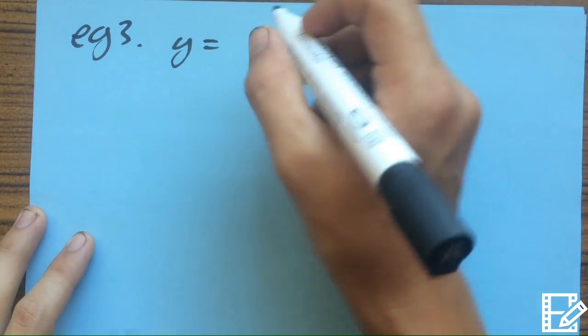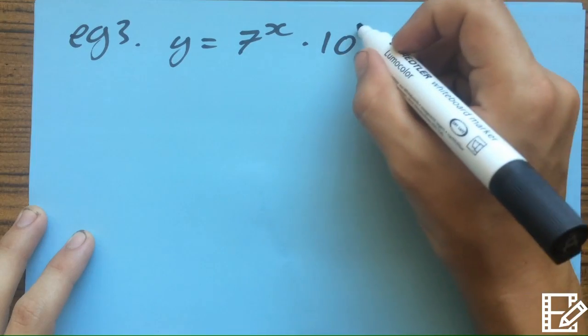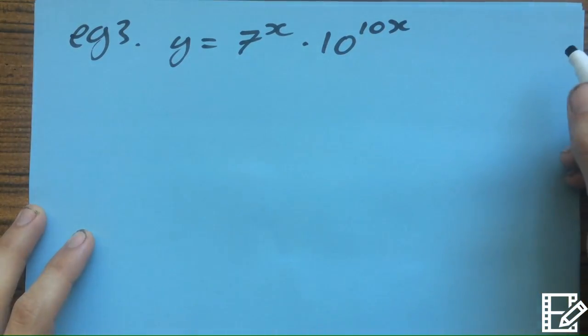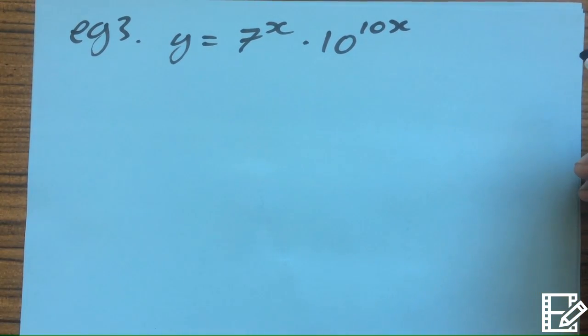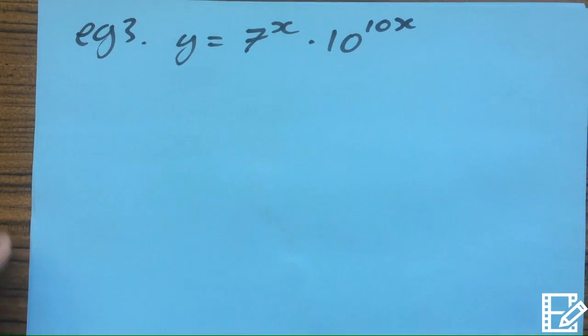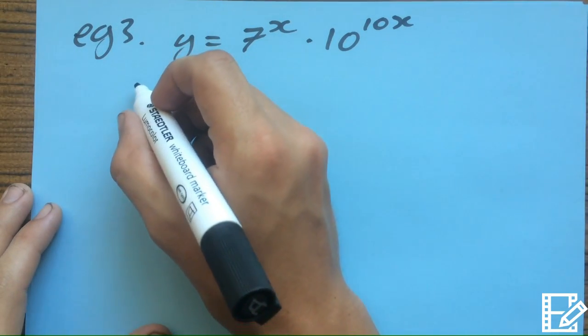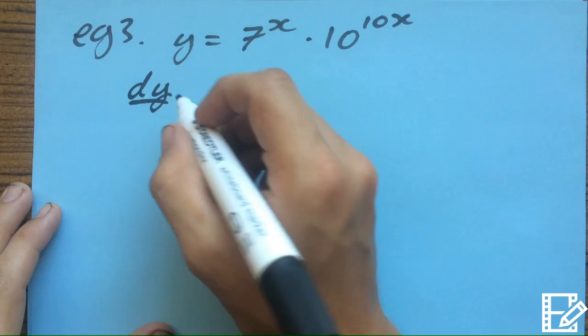Let's say we have 7 to the power of x multiplied by 10 to the power of 10x. Now we'll use a little bit of the chain rule in here. I'm not going to do the notation of it, only because it will take up too much room. But there are videos on how to do the chain rule, and if you do struggle on that topic, I recommend watching them, or watching other videos, just learning the chain rule in general.